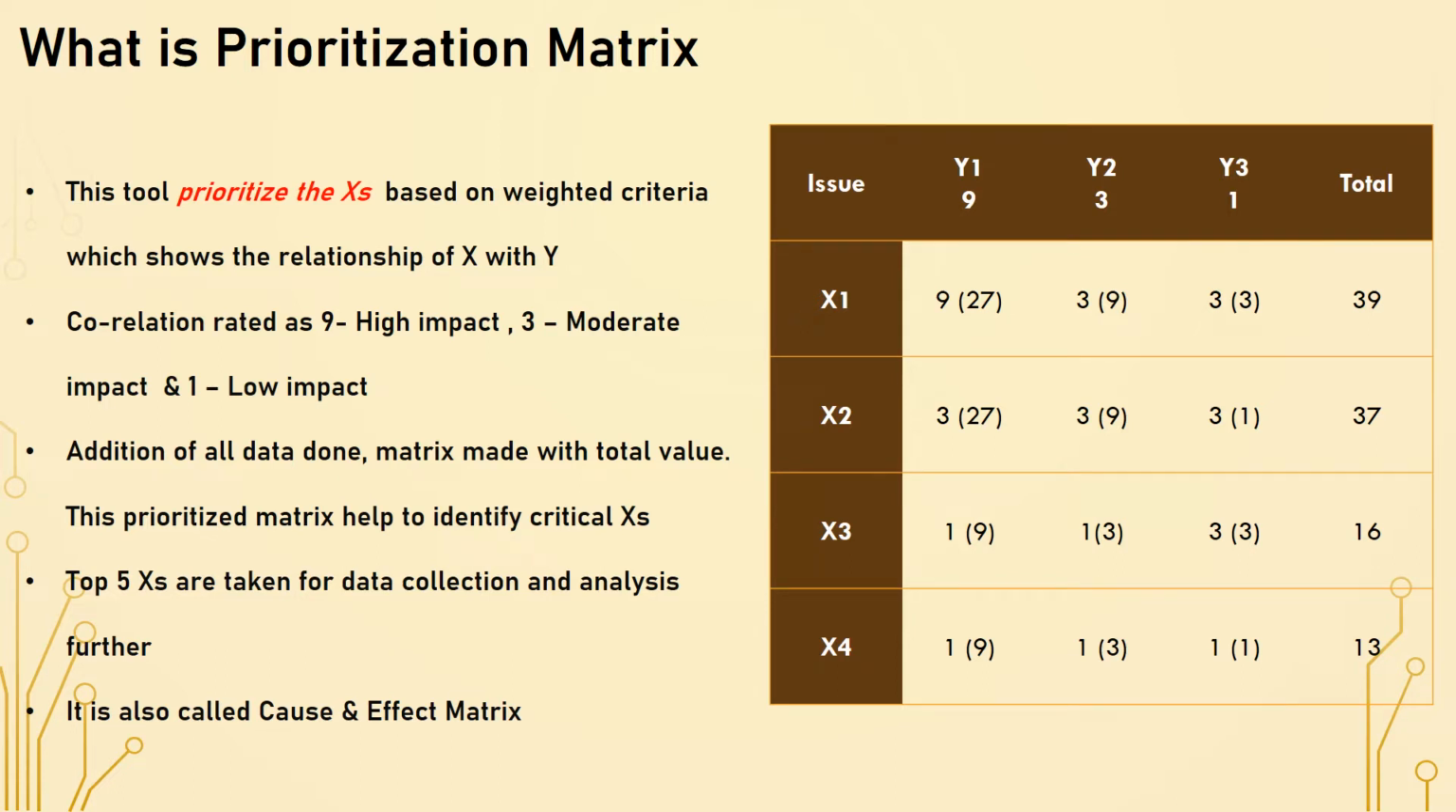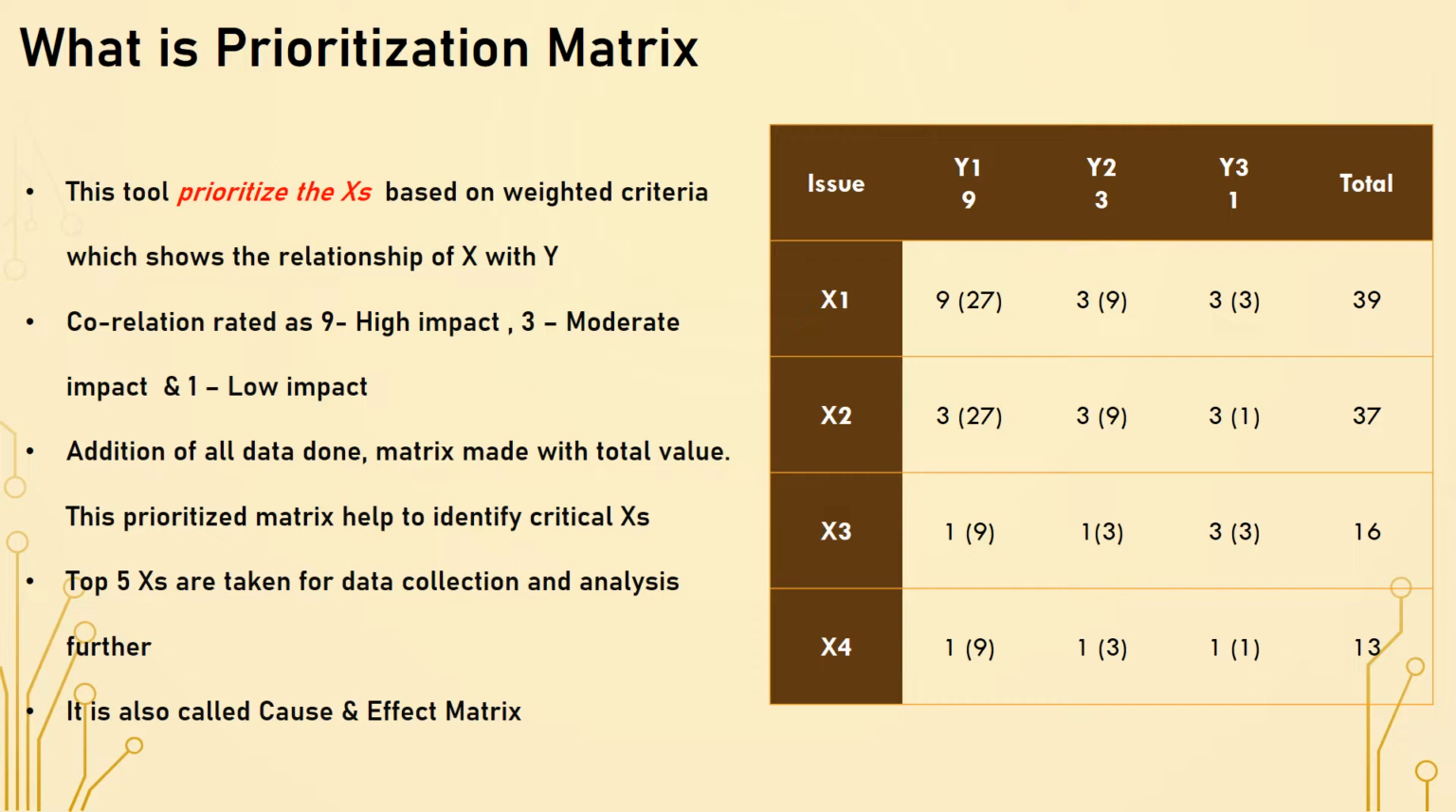Basically, this tool helps to prioritize the x's, because we have listed out all possible x's. There may be 100 x's. So this tool helps to filter the critical x's. For the funneling effect, this tool helps to prioritize the critical x's at the top and the non-critical x's to the bottom. Correlation is rated with 9 as a high impact, 3 for a moderate impact, and low impact is 1.